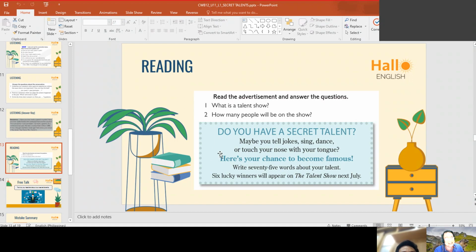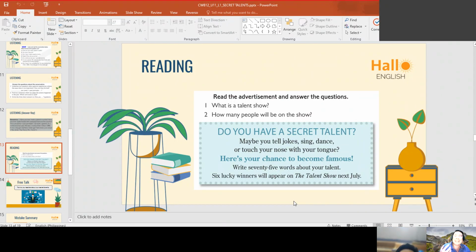What is a talent show? So what is a talent show? Tell jokes, sing, dance, or touch your nose with your tongue. So talent show, it can be a secret talent, right? What are those secret talents that you have? So it can be a joke. So maybe you are the best when it comes to telling jokes.